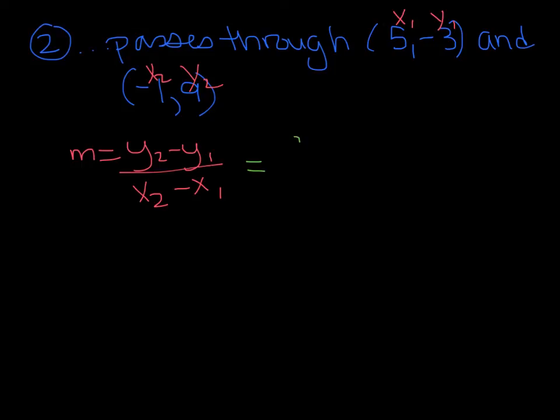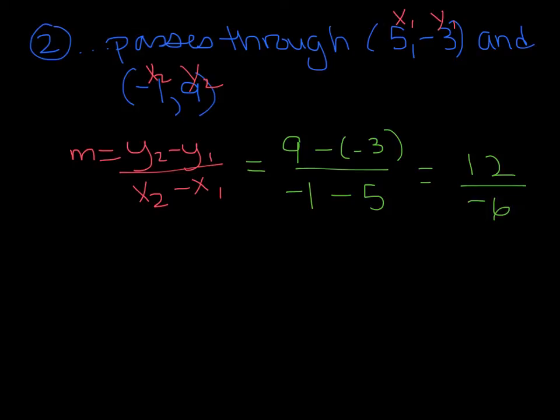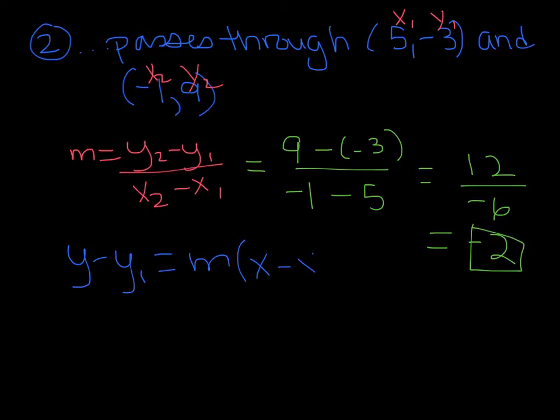And I'm going to go ahead and do 9 minus negative 3 over negative 1 minus 5. That's going to give me 12 over negative 6, and that gives me a slope of negative 2. I'm not done, but I have a good start. Now, I like method 1 that I did on the previous slide, so I'm going to use that. I'm going to find my point-slope first. Here's the formula again, just so you have it. You don't have to write it if you don't want to.